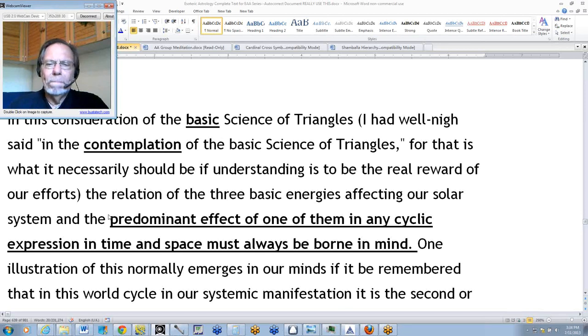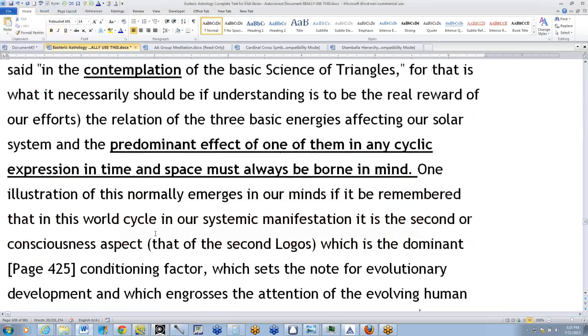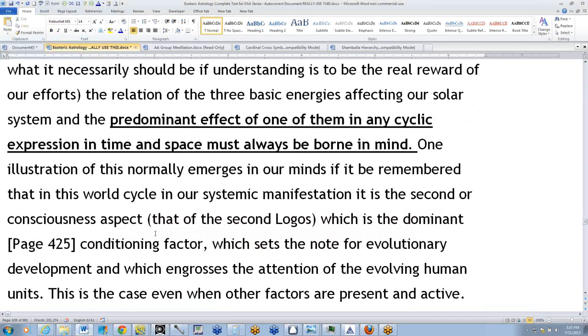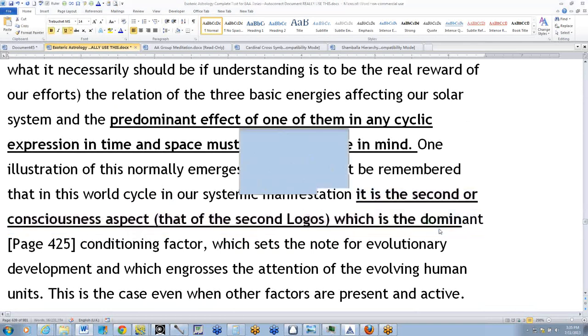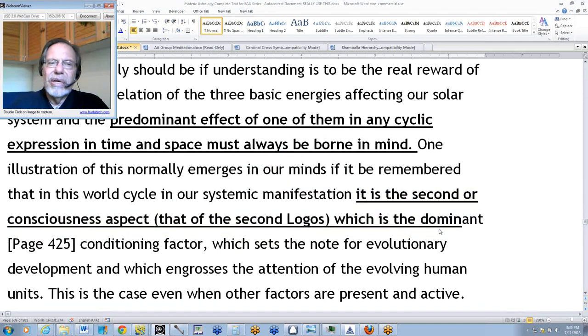Okay, one illustration of this normally emerges in our minds if it be remembered that in this world cycle, in our systemic manifestation, it is the second or consciousness aspect, that of the second logos, which is dominant. Hence, if Sirius is the distributor of the second ray in a very deep sense, which it seems to be in that 6-fold, 18-fold chart, then it is Sirius which is the predominant influence in our solar system.